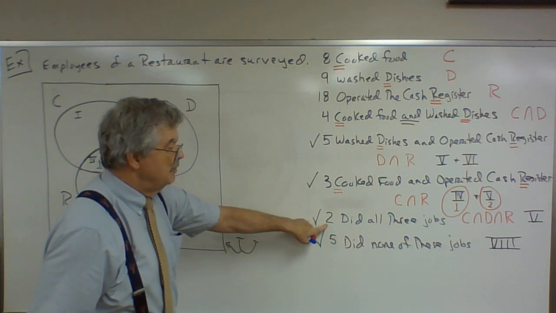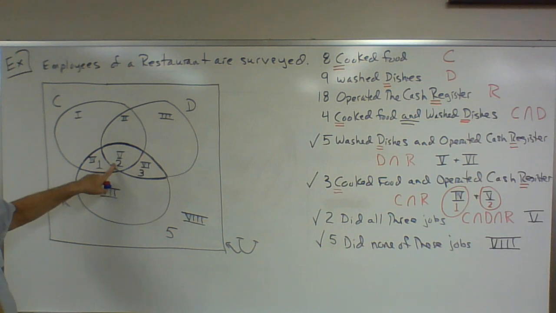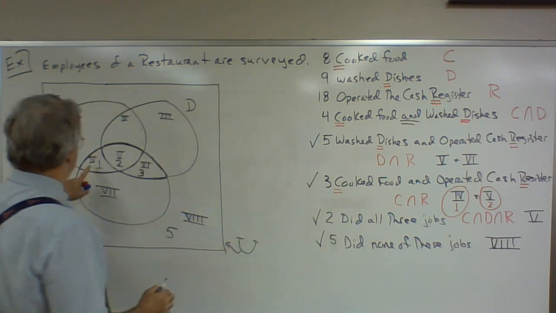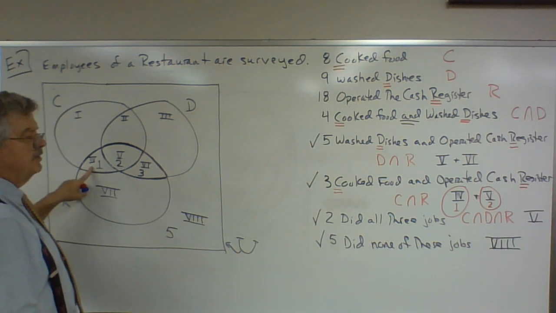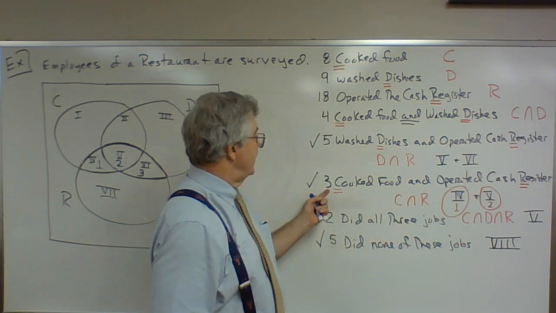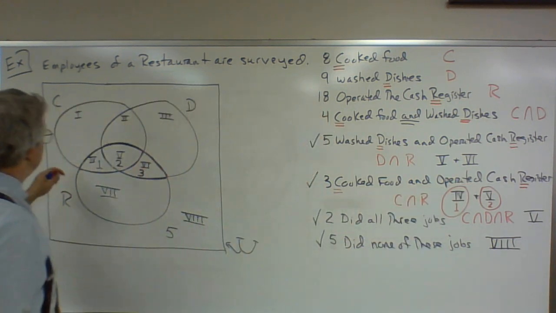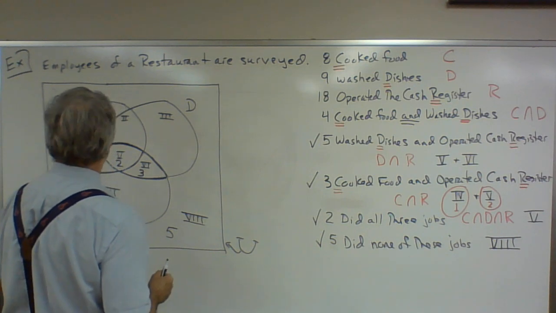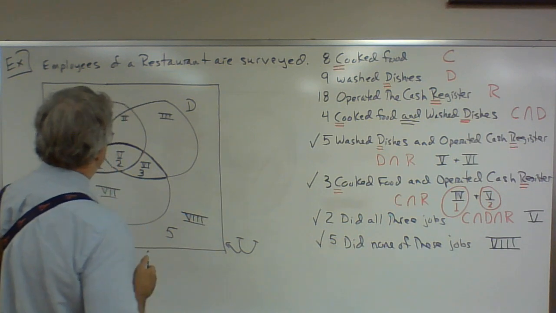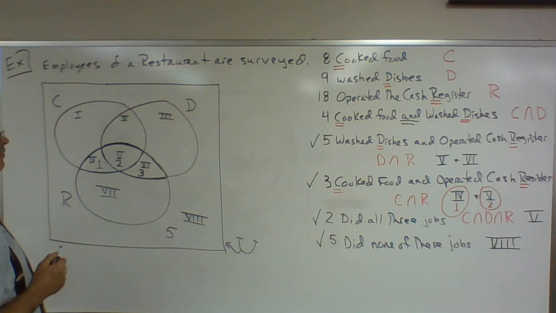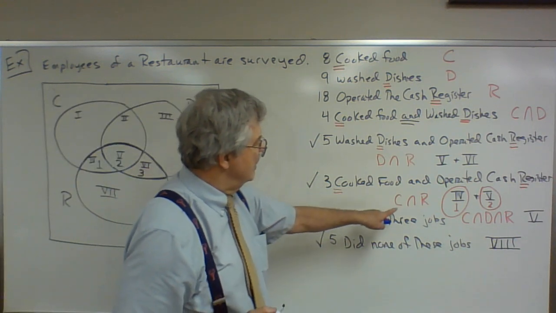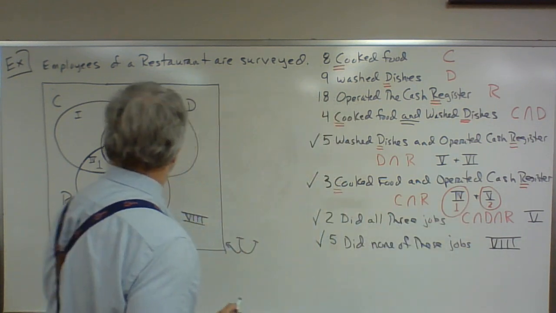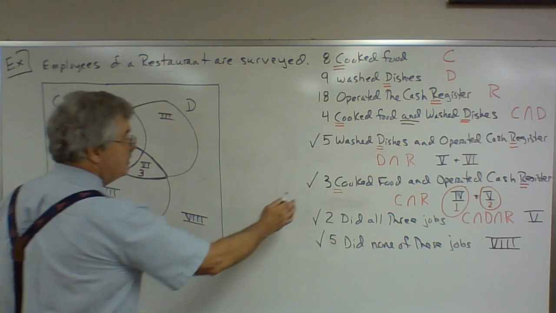In region 5, people doing all 3 jobs, we have 2 people. And in region 4 and 5, we have 3 people total. They cook food and operate the cash register. One in region 4, 2 in region 5. Put them all together, we have 3 people. That works.